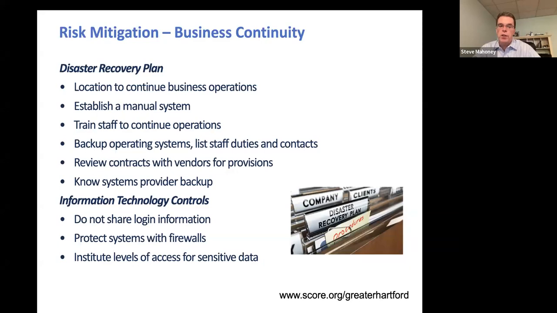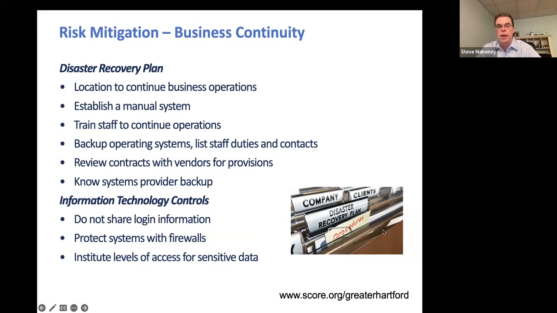And then in terms of information technology controls, this really becomes an issue for larger companies who have got product inventory systems or payroll systems or access to confidential information. You want to make sure you've got really tight controls over login information, where you're keeping certain information on shared drives. If you're sharing a Google Drive, making sure that certain people have access to only what they need and not confidential information that they shouldn't have access to.